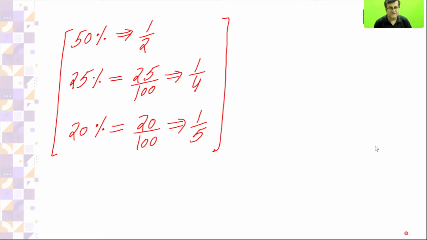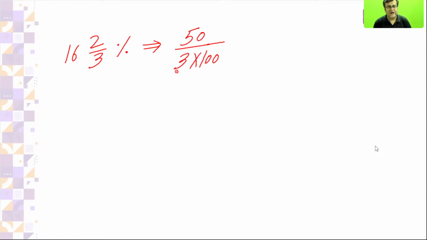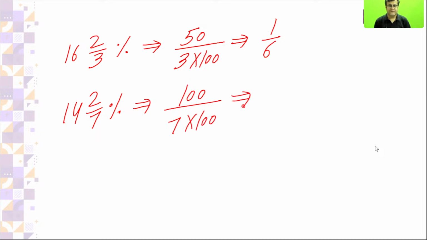There are a few other mixed fraction terms, like 16 2 by 3%. If you want to change this, use the way everybody knows: 16 3s are 48 plus 2 is 50. So 50 by 3. Remove percentage, which gives 100 in the denominator, so 50 by 3 into 100 gives 1 by 6. 14 2 by 7% gives 14 7s are 98 plus 2 is 100 by 7, into 100, which gives 1 by 7.